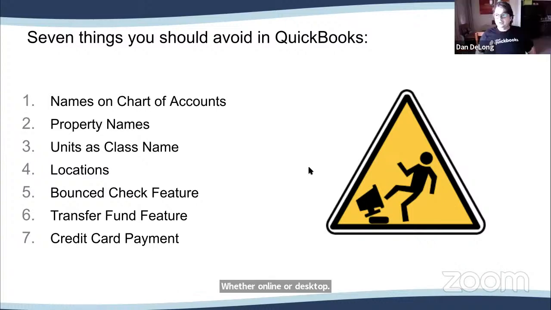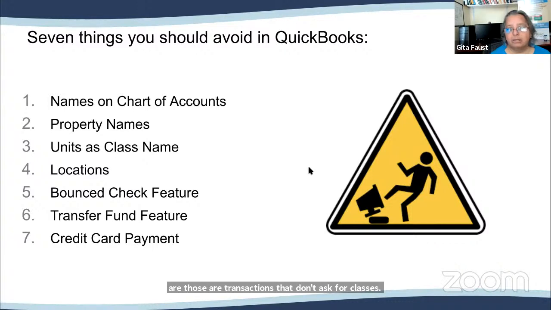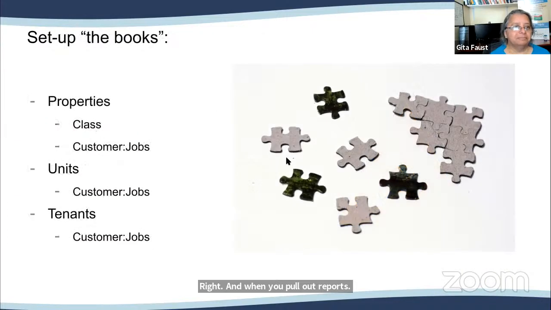Okay. So with using classes, that really lumps in why you don't use items 5, 6, or 7, because those are transactions that don't ask for classes. Right. And when you pull out reports, it's very helpful. Got it. All right.